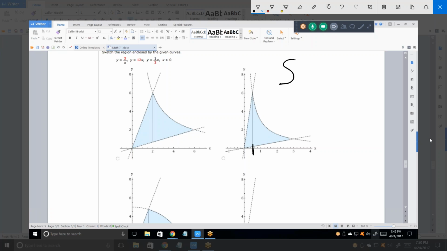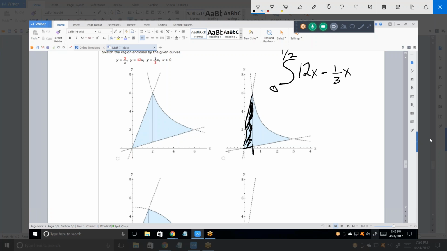Well, the function on the top is 12x. See why? Function on the bottom is 1/3 x. In other words, there's the top function. There's the bottom function. And this integral here, integrating from 0 to 1/2, is going to give me this area right here. You with me? Okay.